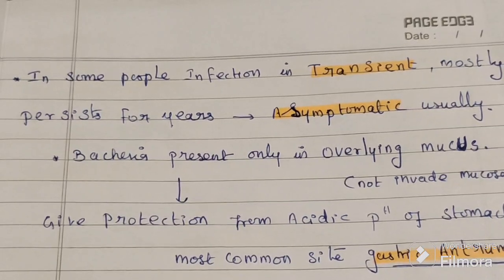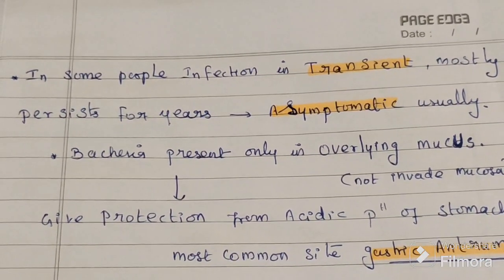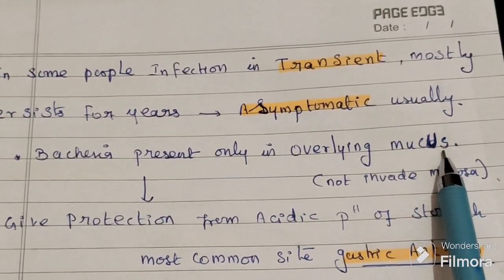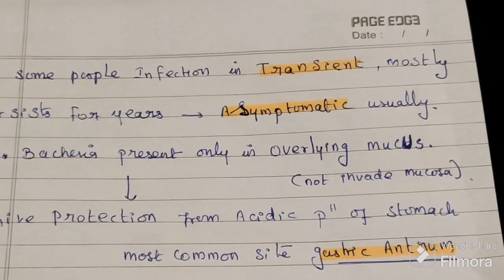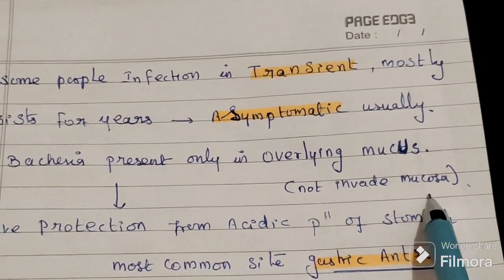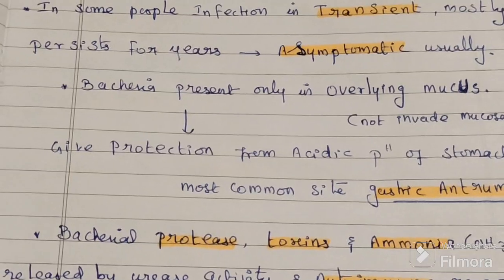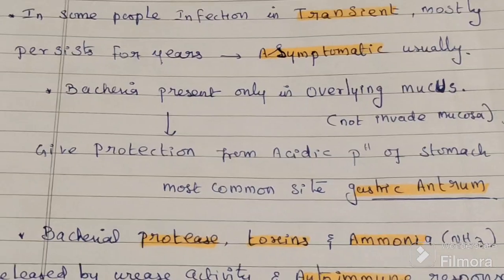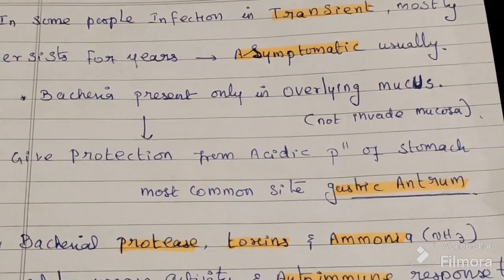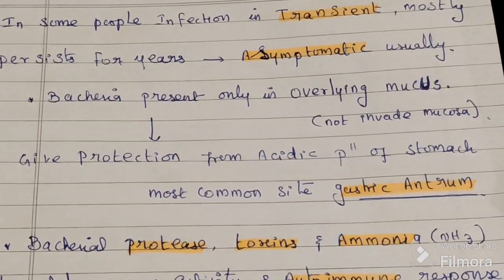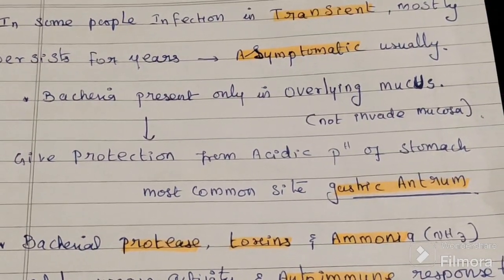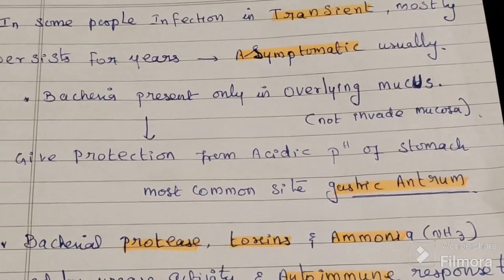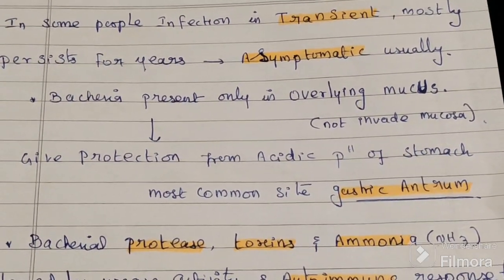So an important thing to notice: the bacterium is present only overlying the mucus. It does not invade the mucosa. So this gives protection from the acidic pH of the stomach. The most common site of H. pylori invasion is the gastric antrum.